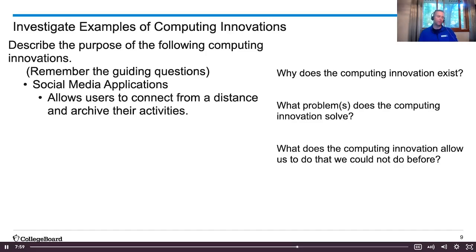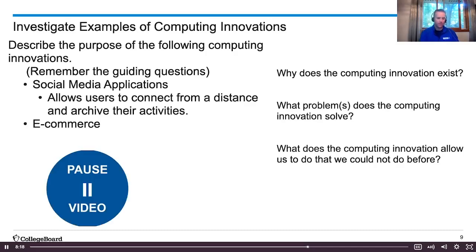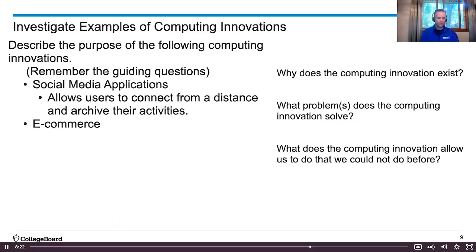All right, let's think about another one. E-commerce. All right, so remember, e-commerce is electronic shopping, right? So, why does this computing innovation exist? What problem or problems does the computing innovation solve? And what does the computing innovation allow us to do that we could not do before? All right, so pause the video and think about it. All right, so what's the purpose of e-commerce?